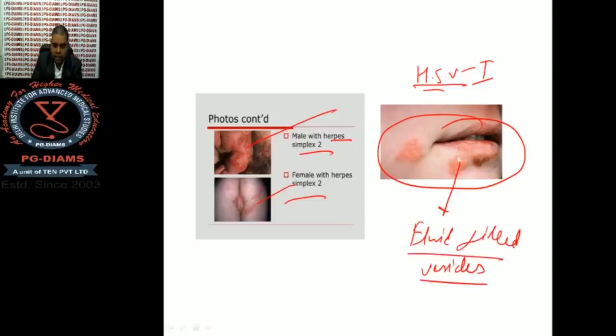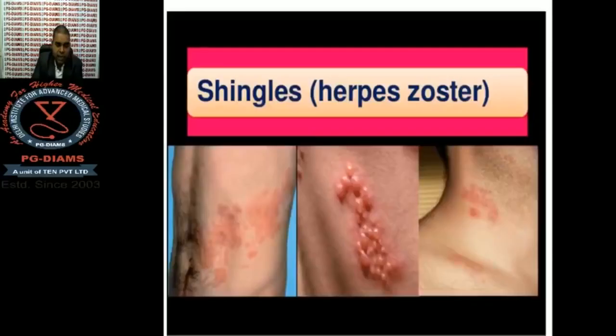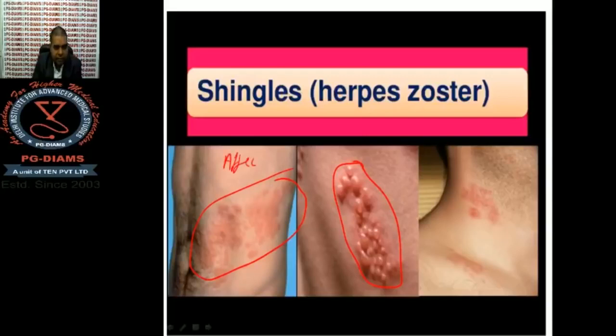Now, similar to this HSV, there is herpes zoster. Again, there are fluid-filled vesicles. But one thing which is characteristic of herpes zoster is that it affects only one dermatome. What is a dermatome? A dermatome is that part of skin which is supplied by a single nerve.